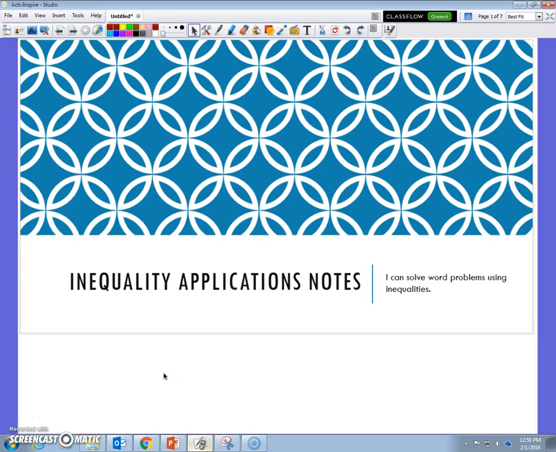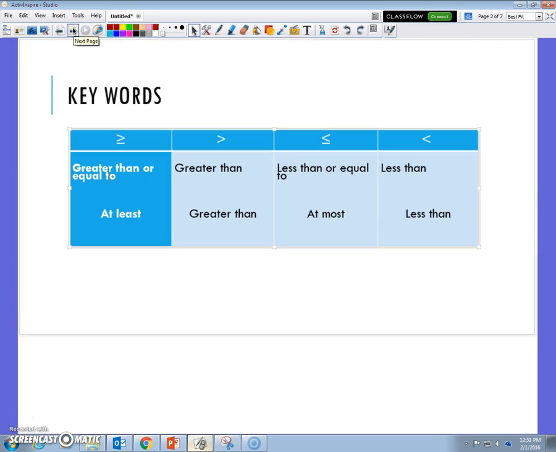Gillum, and today we're going to talk about inequality applications. So you guessed it, we are going to do some word problems with inequalities. We did a really nice job on the equations applications, which was word problems with equations. So I have a feeling you guys are going to do a nice job on these inequalities as well. And here are some keywords to keep in mind.